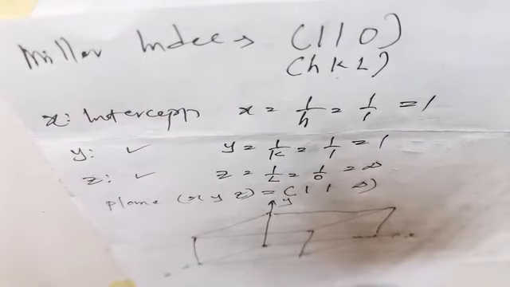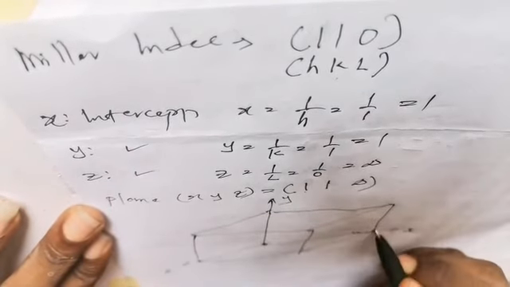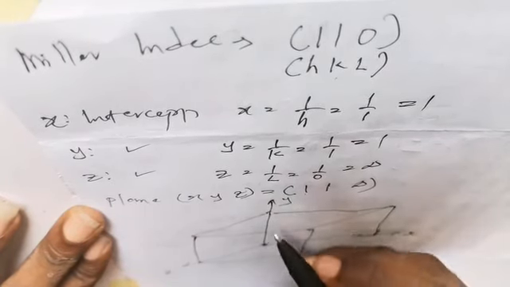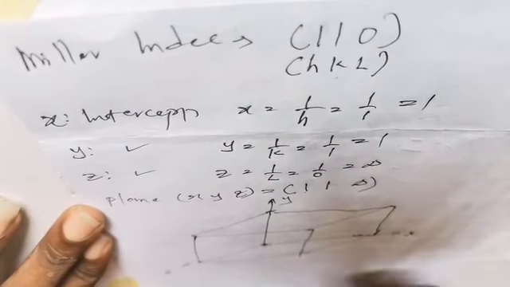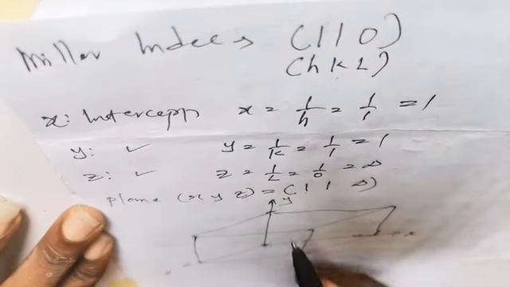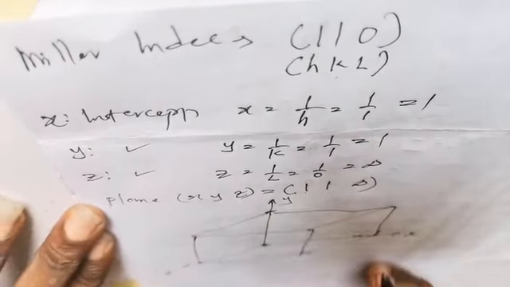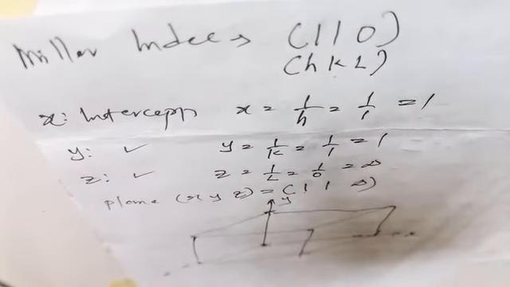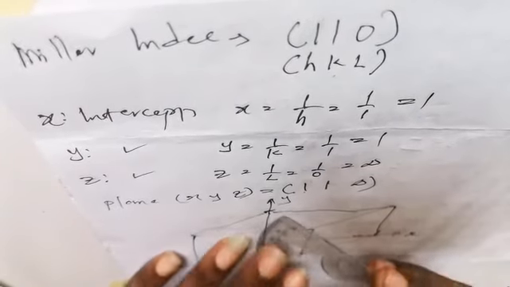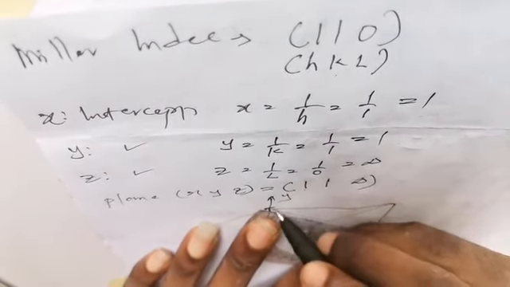Now the plane cuts x at 1, so x here is 1 from the origin, and this is 1. It cuts y at 1, so from the origin y is 1, and it cuts z at infinity. This simply means that for this x and y plane, if I join this point, which is 1 for x, to this point, which is 1 for y, joining these 2 points together, I have this.